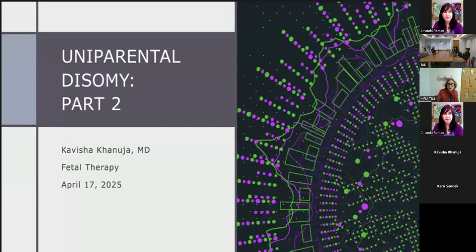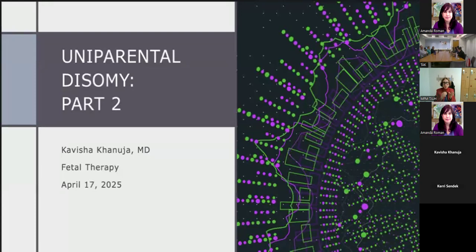Great. So, welcome to our fetal therapy today. The topic is a very difficult one. It's about uniparental disomy. Kavisha loves genetics, even though it's very challenging. So she did part one for us a few weeks ago, and now she's going to be doing part two, uniparental disomy. So this is for the fellows.